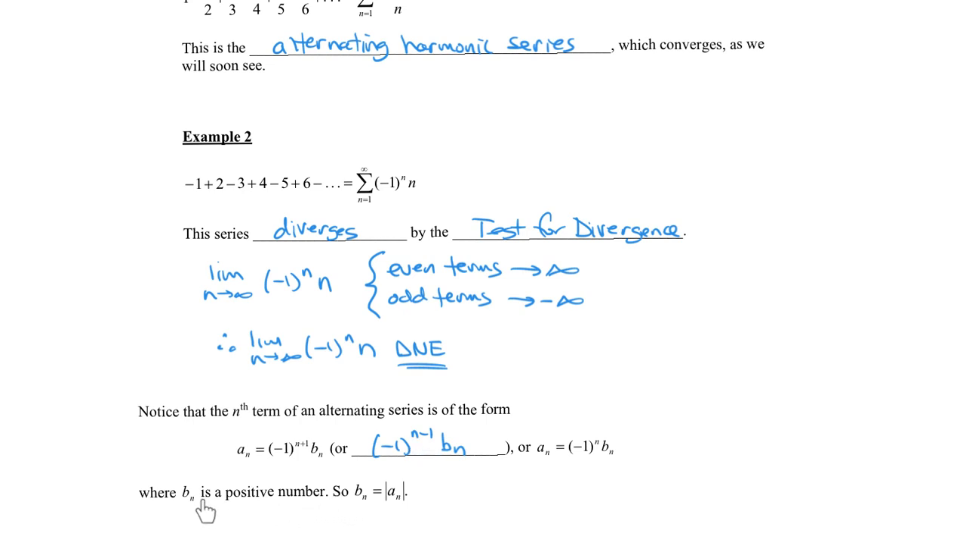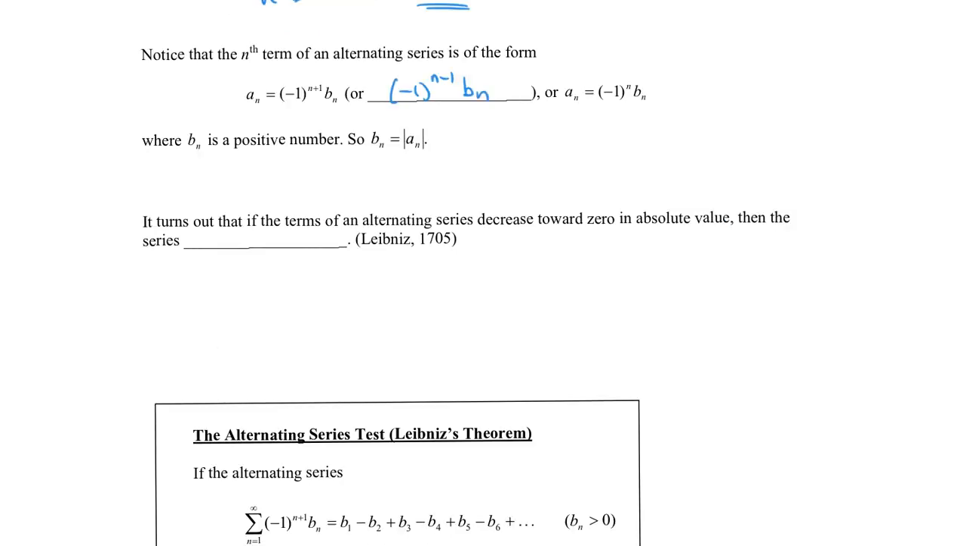Also, something that we'll see a lot is that this b sub n would be some positive number, so that b sub n is just the absolute value of a sub n, which makes sense. If you take the absolute value of this whole thing, the -1 part just ends up being 1, so you just get b sub n. So b sub n is the absolute value of a sub n. Actually, as it turns out, if the terms of an alternating series decrease towards 0 in absolute value, so if you wrap them in absolute value and they decrease towards 0, then the series converges.